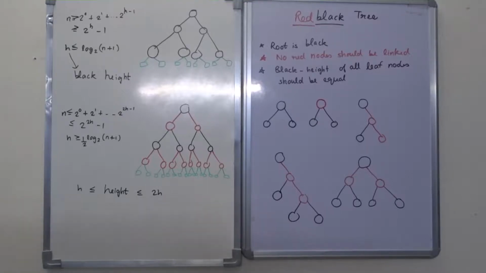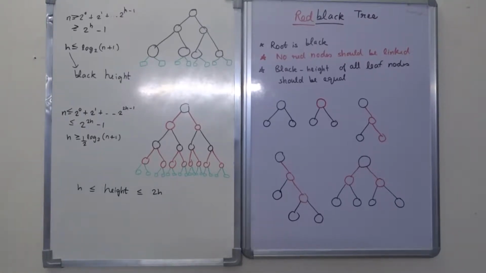Okay, so in this video I'm going to talk about red-black trees. A red-black tree is a type of self-balancing binary search tree. A self-balancing binary search tree ensures that its height is order of log n after every insertion and deletion. Why do we need a binary search tree that is balanced?